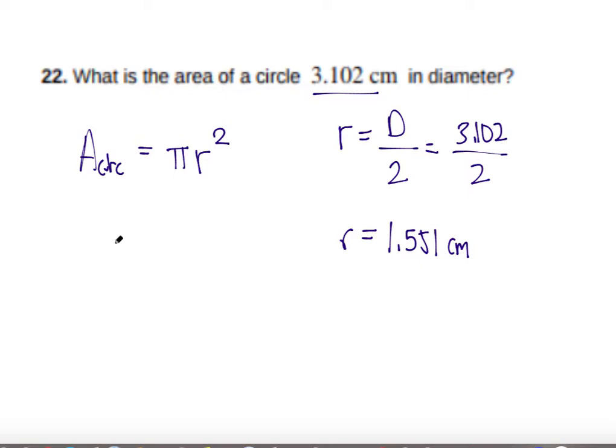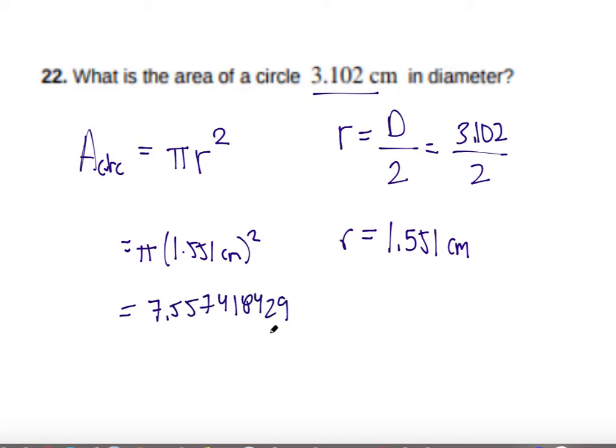So now when I plug this into my area, I'm going to have pi, I'm just going to use the symbol pi because I have a calculator, times 1.551 centimeters squared. So squaring this and multiplying by pi on my calculator gives me a number that goes on forever. It gives me 7.557418429, and I'm sure it goes on, but that's all my calculator can even tell me. So how do I know what to round to? Well, if I look at the original number I was given, the 3.102, this number has 4 significant figures. That's the only number I was given. So mathematically, my answer should be rounded to have only 4 significant figures.